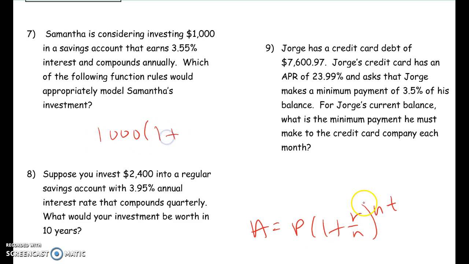That's just the number 1. R is the interest rate, so just remember to turn it into a decimal, so 0.0355. N is how many times you're compounding it. So annually, guys, is once a year, so the N would be 1.